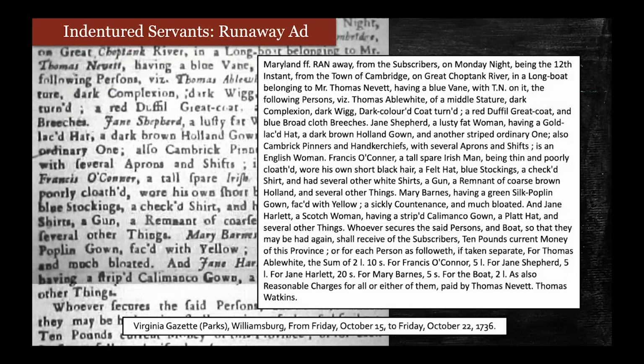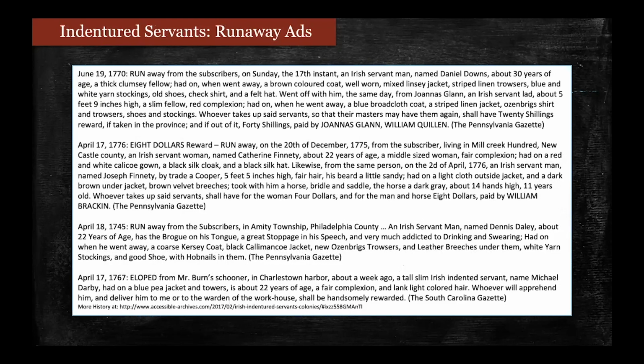I'll let you read this also. There's a few of these Irish servants who ran away together. More runaway ads. I'll read the first one. Run away from the subscribers on Sunday the 17th instant, an Irish servant man named Daniel Downs, about 30 years of age. And the way these English masters describe them is often in disparaging terms, right? We read Mary Henny, short and thick. Not very flattering, perhaps even for that time period. I think you get a glimpse into how they viewed these people.